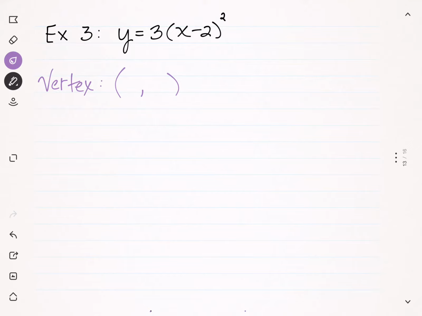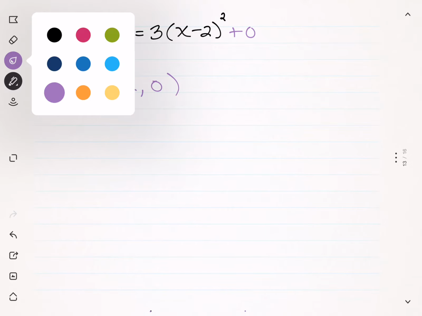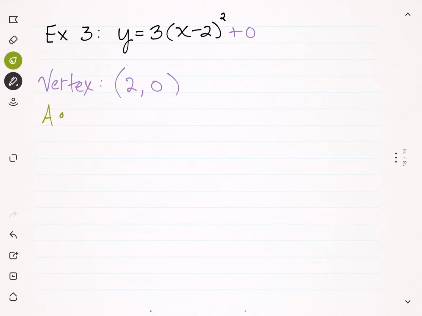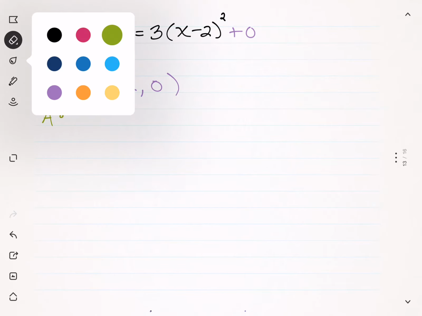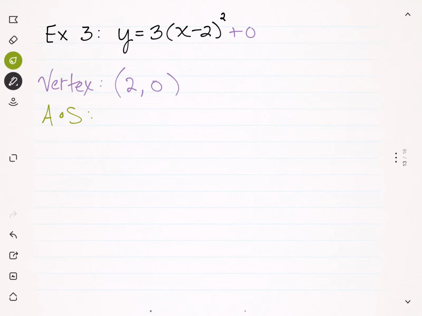Yes, I know what you're thinking. It would be 0, because it'd be the same thing as plus 0 there. Okay? So our vertex is going to be at 2, 0. Now our axis of symmetry is going to go through that vertex at our x value. So it's going to be located at x equals 2.